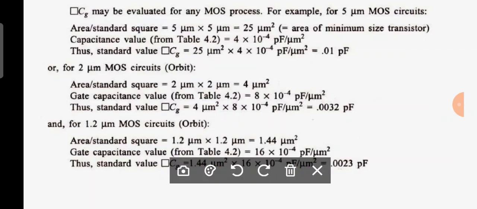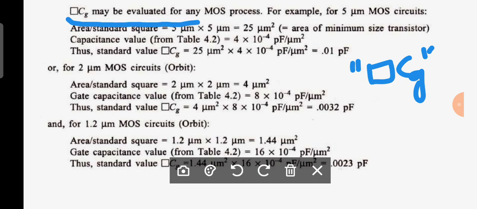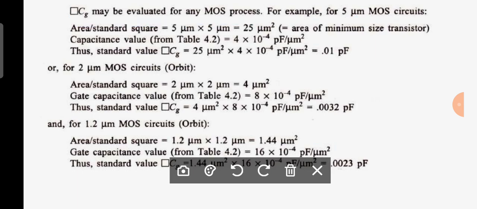Welcome back. In the last class, we have seen how to determine the standard gate capacitance for different technologies. Just recall here, the standard gate capacitance may be evaluated for any MOS process. In the last class, we have seen about 5 micrometer technology. You can observe how we determine it.